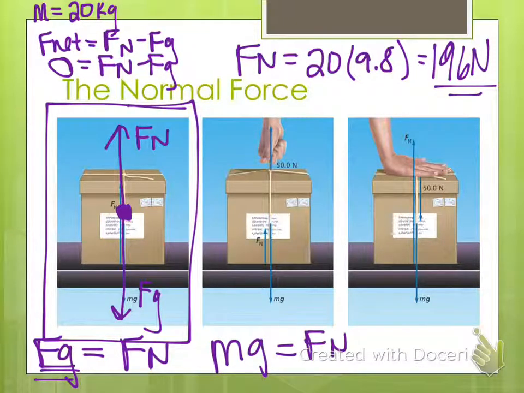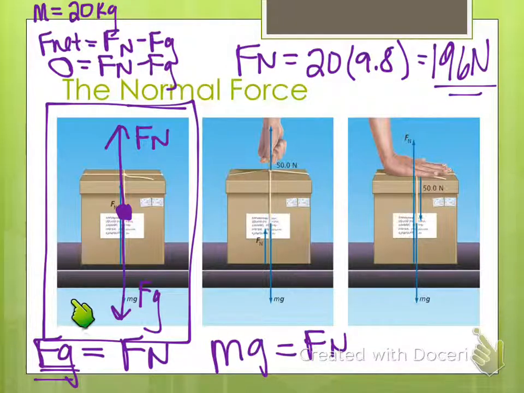So I need you to start recognizing the fact that this object's not moving in the vertical direction at all. It's not accelerating, which means our upward forces have to equal our downward forces. This one's just sitting there. We're not even doing anything special with it. So our normal force has to equal our gravitational force.